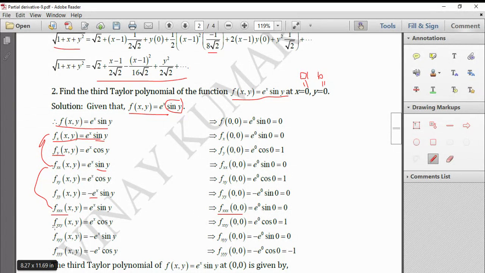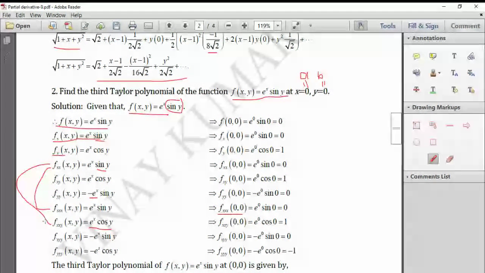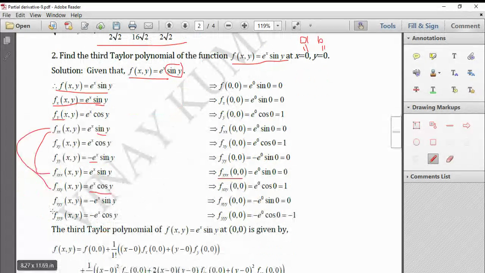Then we need fxxy. That means we need to differentiate this with respect to y. Let us differentiate this with respect to y. When you are differentiating with respect to y, your x is constant. So e to the power of x is constant. Derivative of sin y is cos y. But we need this at 0, 0. So substitute x equal to 0, y equal to 0. You'll get 1.